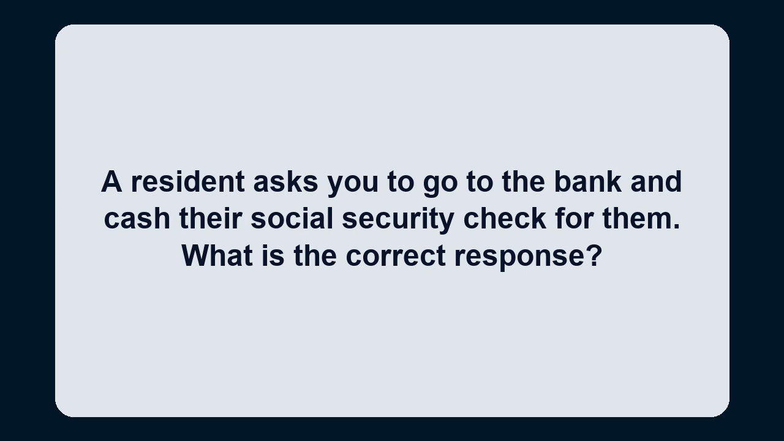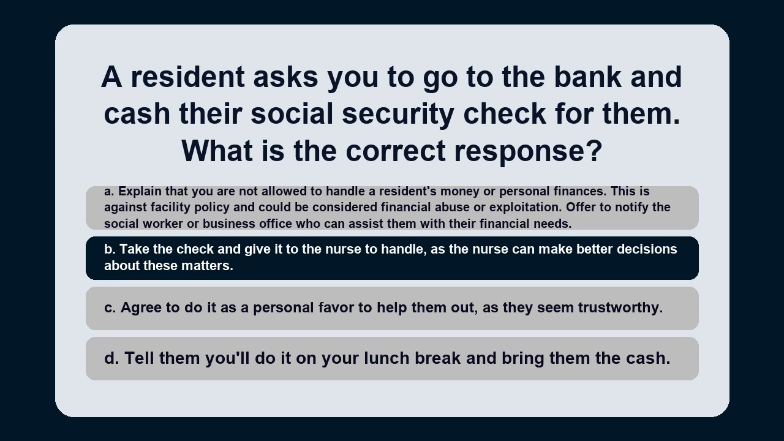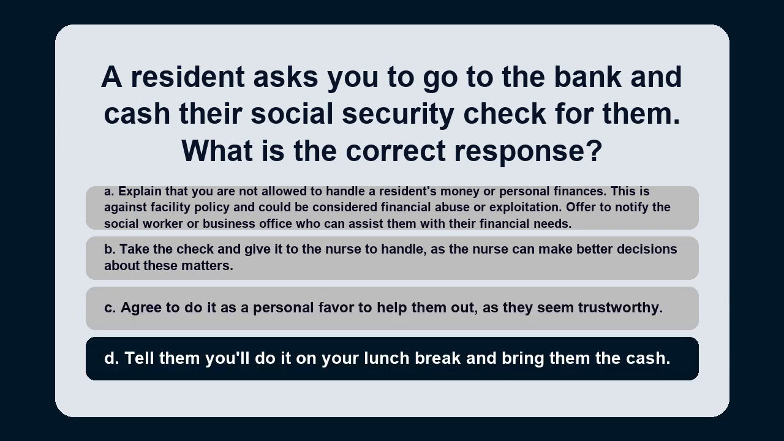Question 6. A resident asks you to go to the bank and cash their Social Security check for them. What is the correct response? Option A. Explain that you are not allowed to handle a resident's money or personal finances. This is against facility policy and could be considered financial abuse or exploitation. Offer to notify the social worker or business office who can assist them with their financial needs. Option B. Take the check and give it to the nurse to handle, as the nurse can make better decisions about these matters. Option C. Agree to do it as a personal favor to help them out, as they seem trustworthy. Option D. Tell them you'll do it on your lunch break and bring them the cash.